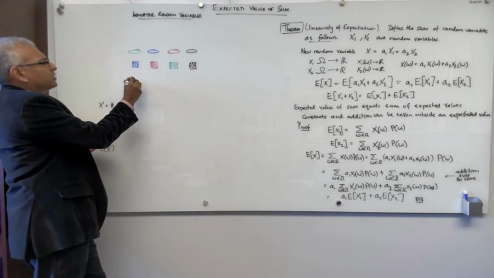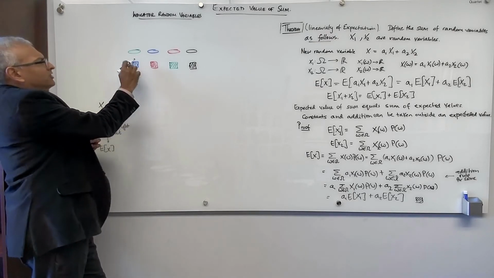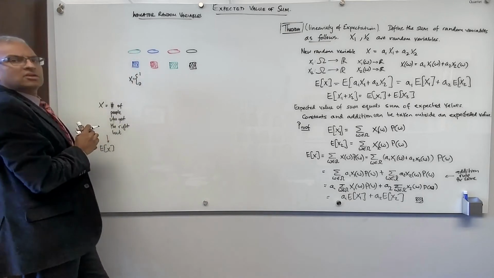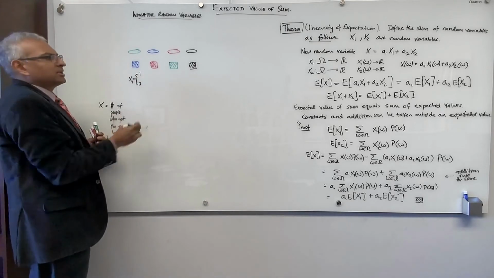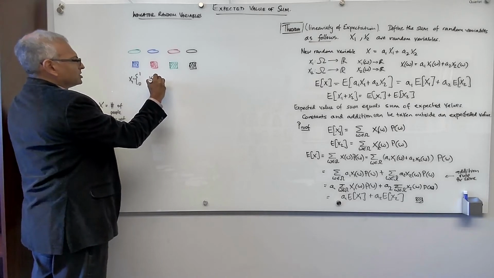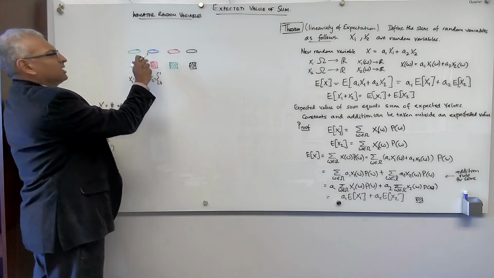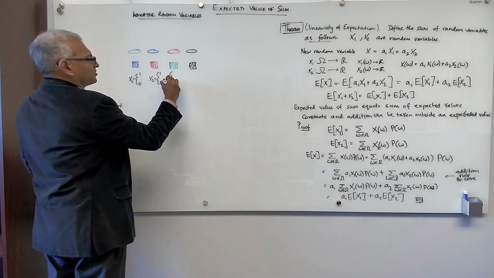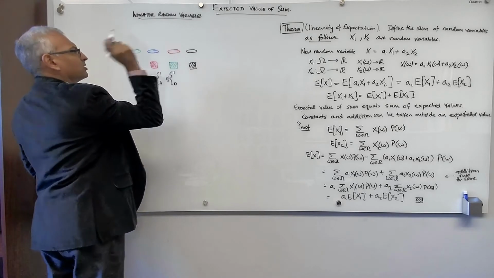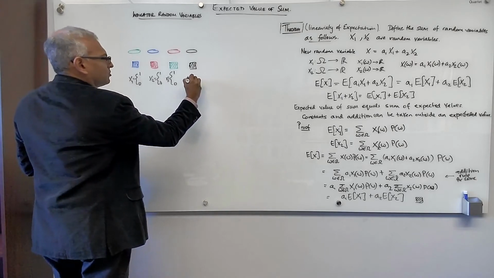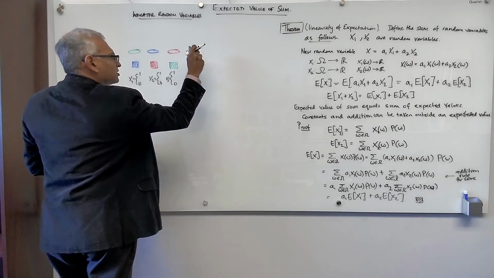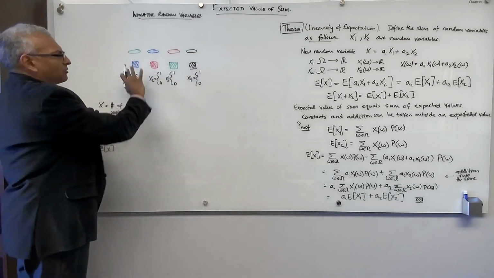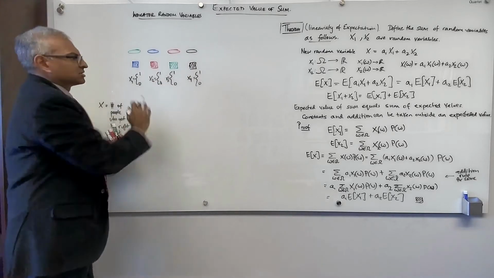So x1 equals 1 if he got his correct hat, and 0 if he did not get his correct hat. Similarly, I can define x2, which is equal to 1 or 0, depending on whether he got the correct hat. And x3 equals 0 or 1, depending on whether he got the correct hat, and x4 is either 0 or 1, depending on whether he got the correct hat. So let's see what the values of these indicators are for this example.